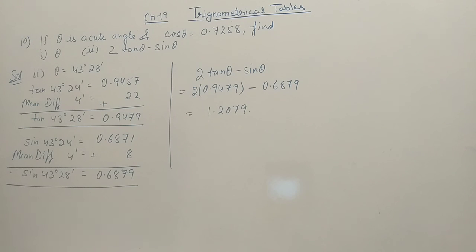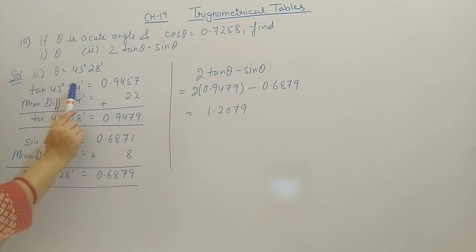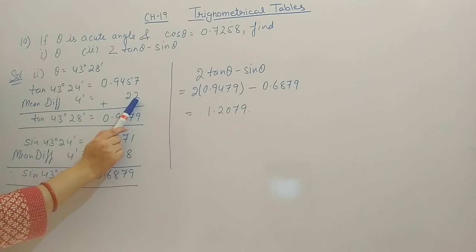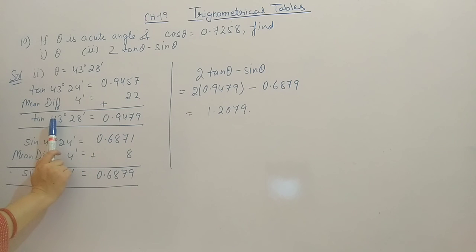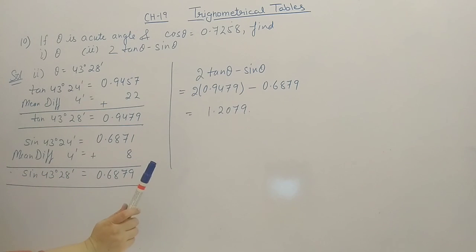Second part for 10, theta is 43 degree 28 minute, which we have calculated. Now calculate the value of tan 43 degree 28 minute. For that first check 43 degree 24 minute, 0.9457. Difference is 4 here. So for that 4 difference, here you will get 22. So 43 degree 28 minute will be 0.9479. Similarly calculate sin 43 degree 28 minute also, which is equal to 0.6879. Now these values you have to substitute here in 2 tan theta minus sin theta. Substitute here and simplify, you will get the answer.